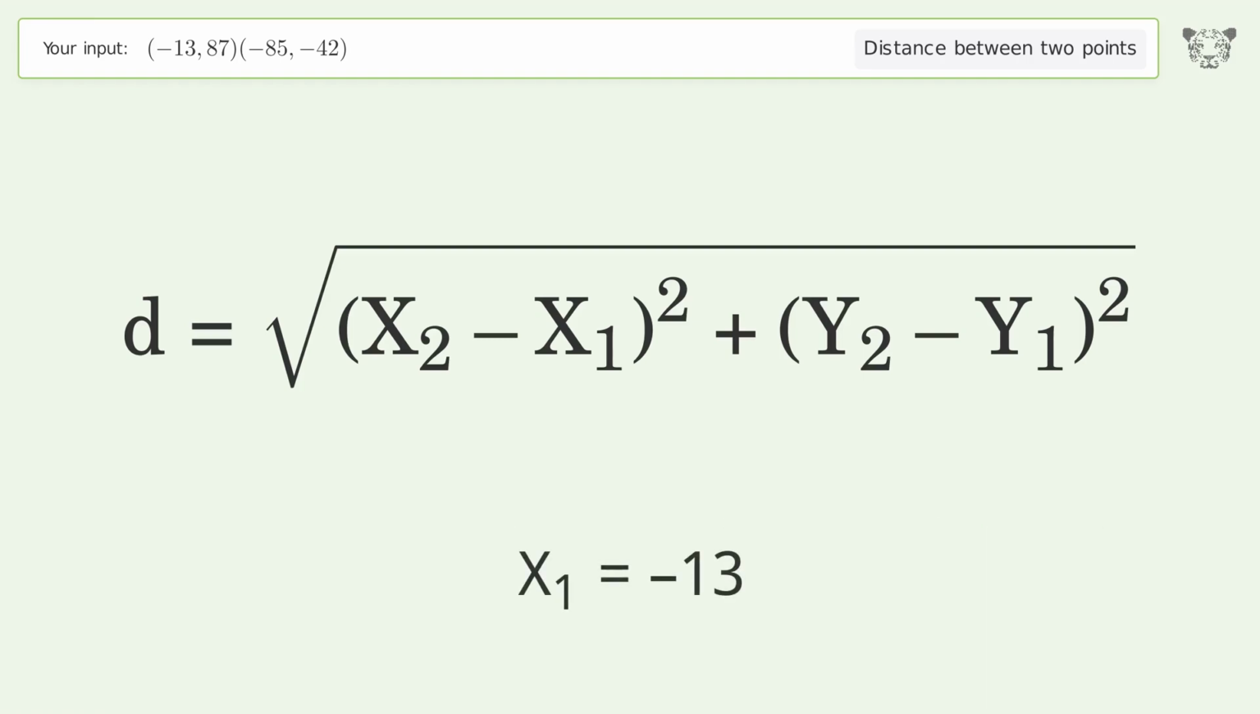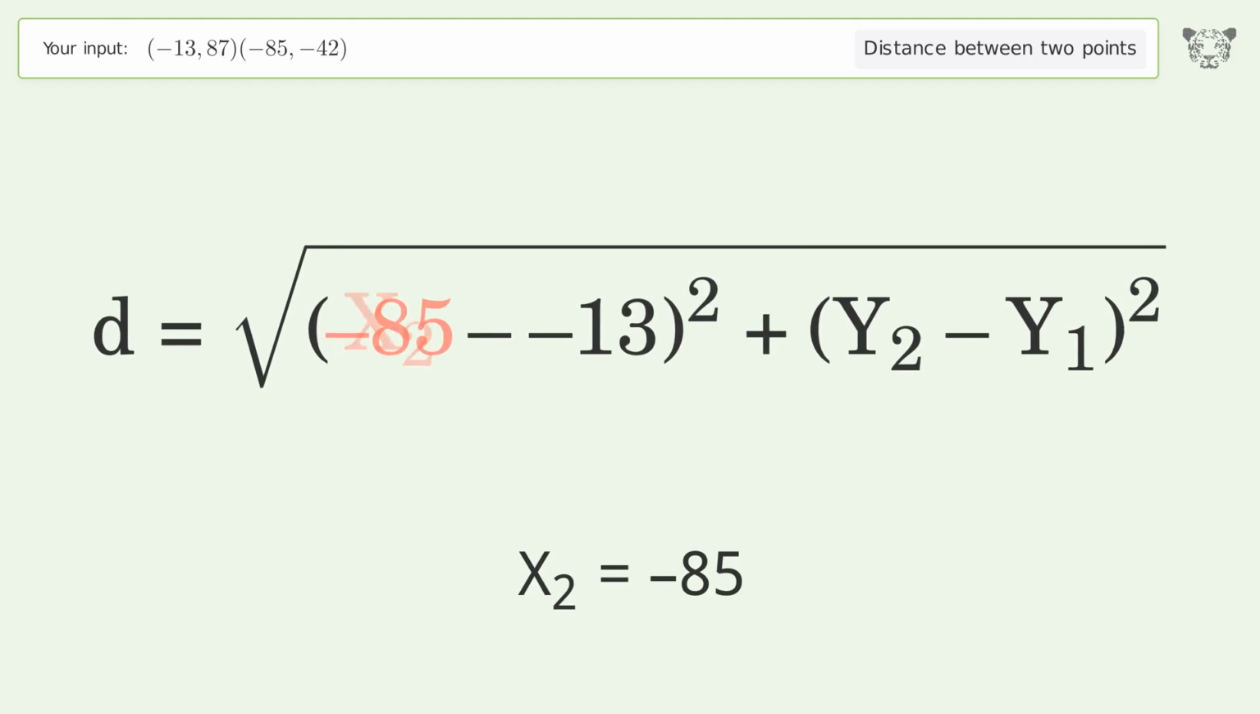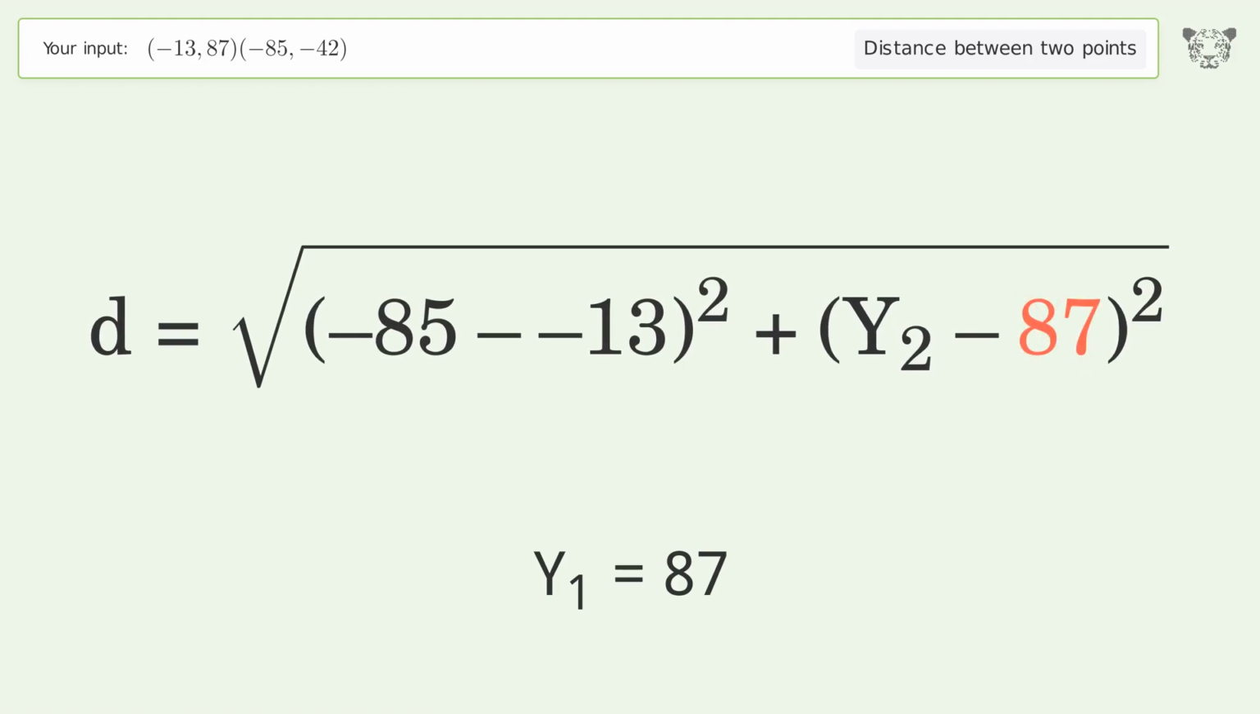x1 equals -13. x2 equals -85. y1 equals 87. y2 equals -42.